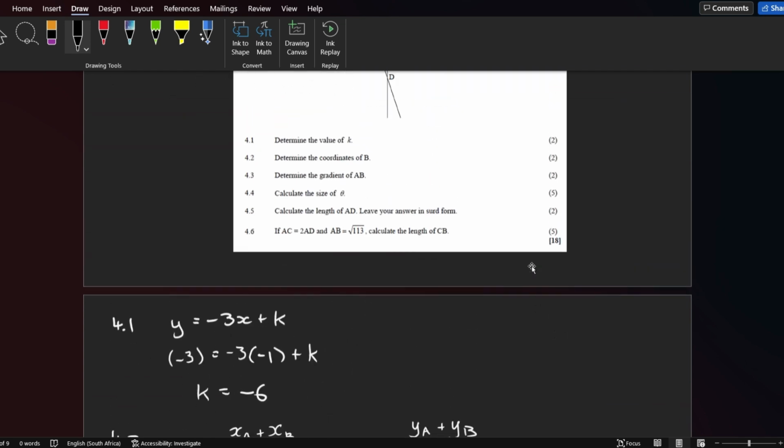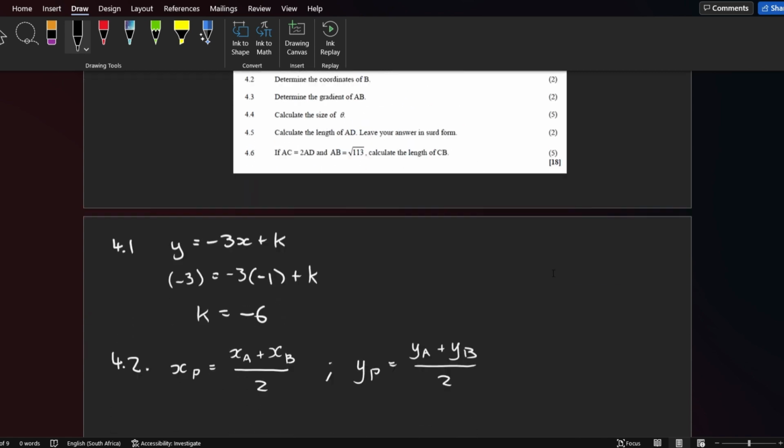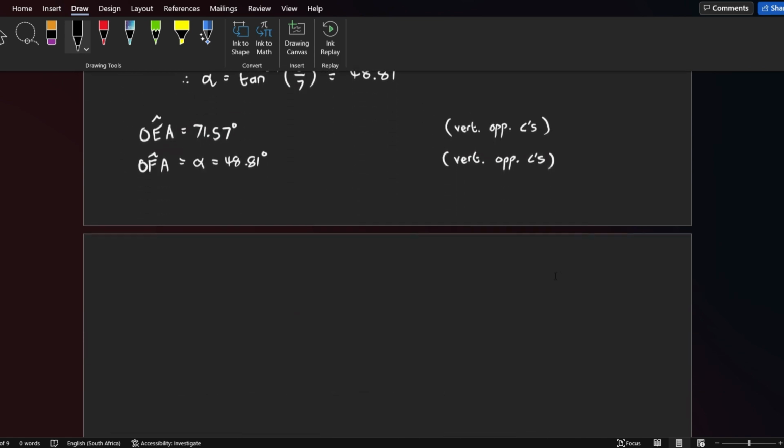Therefore, angle theta will be equal to 180 minus these two angles because of sum of angles in a triangle. So angle theta will equal to 180 minus 71.57 minus 48.81. The reason being sum of angles in a triangle.